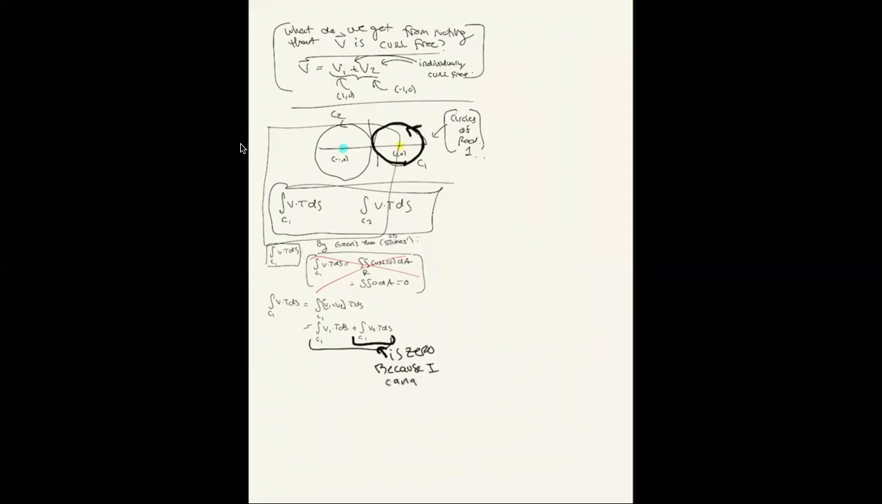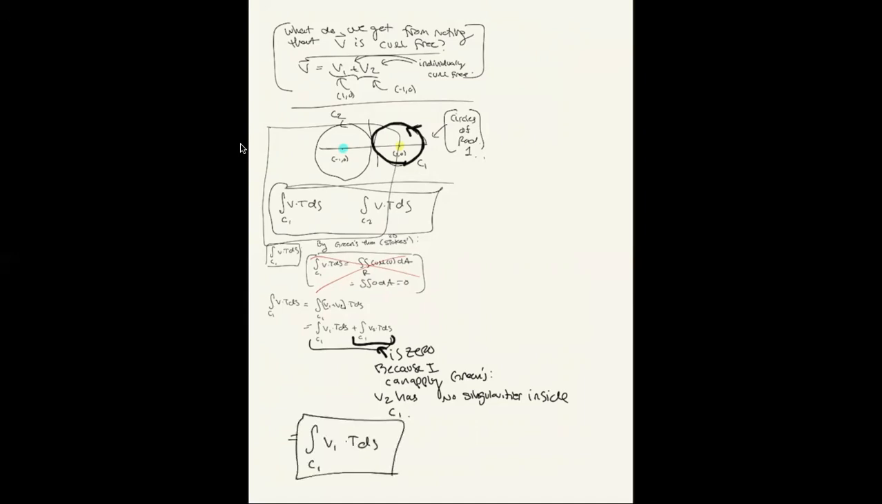So for that reason, I can actually say that this piece is 0, because I can apply Stokes' theorem or Green's theorem, because V2 has no singularities inside C1. The only singularity is the blue singularity, and that's not inside C1. So that thing is 0. That right sum goes to 0. And so this value really is the integral of V1 dot T ds over C1.